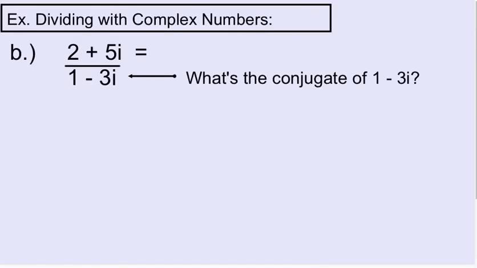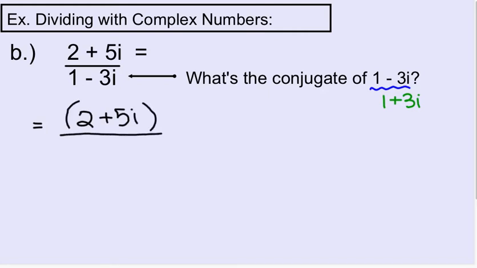Second example, it has a complex number divided by a complex number. Off to the side, what is the complex conjugate of 1 minus 3i? That is 1 plus 3i. So we're going to multiply the numerator and denominator by 1 plus 3i. I'm going to just go ahead and rewrite this expression again: 2 plus 5i, throw parentheses around it, and then 1 minus 3i. And now I'm going to multiply the numerator and denominator by the denominator's conjugate.